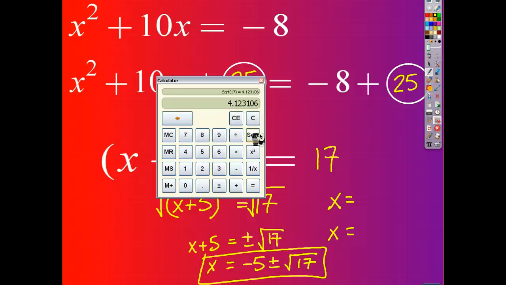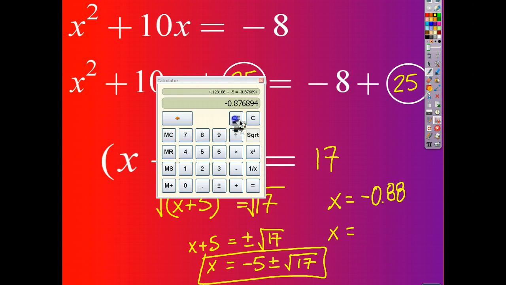Okay, so we do 4.12, and then we're going to take this answer, and we'll add -5 negative equals -0.876. So we can go ahead and we can say this is -0.8, and I'm going to round that, so -0.88. All right. Well, let's try this again.